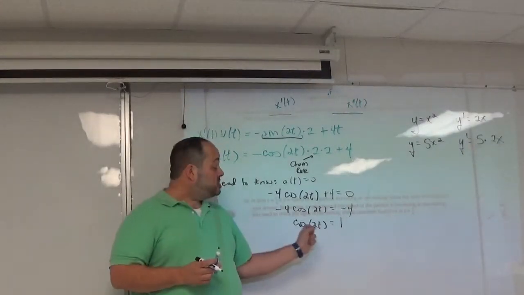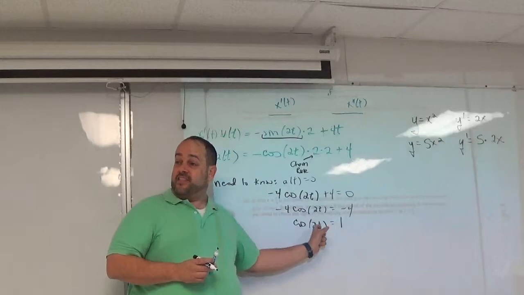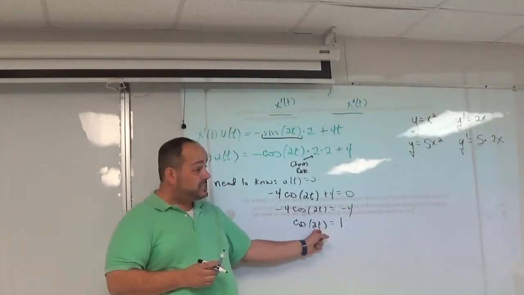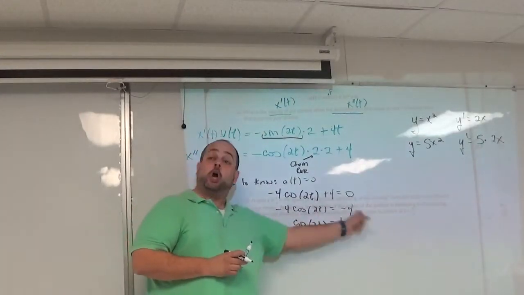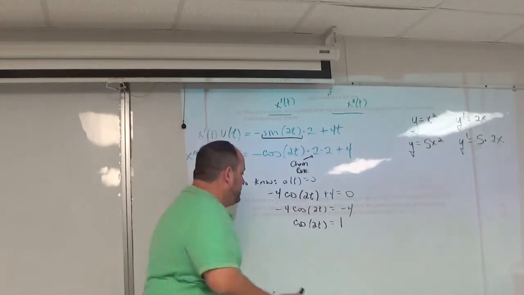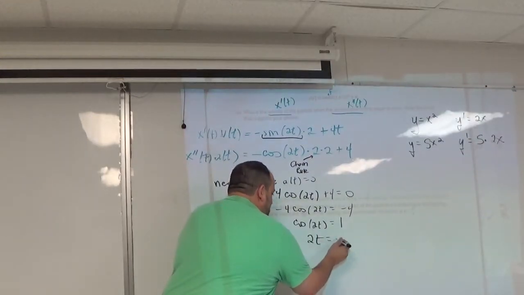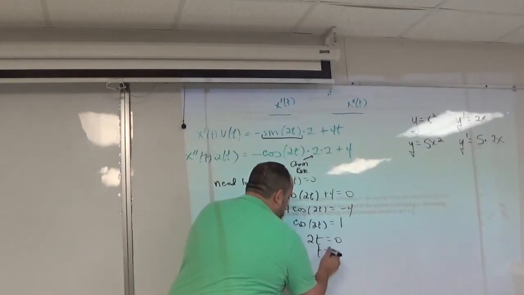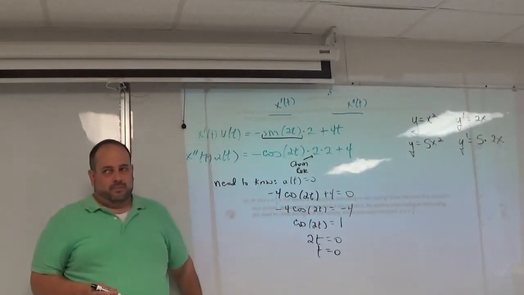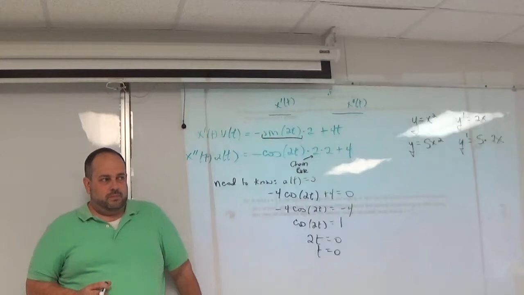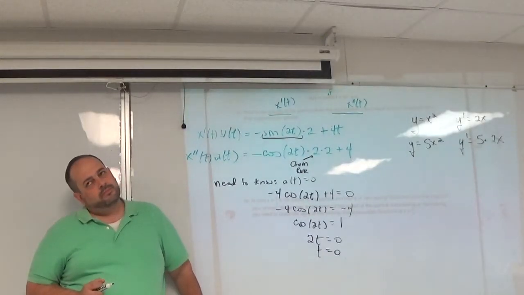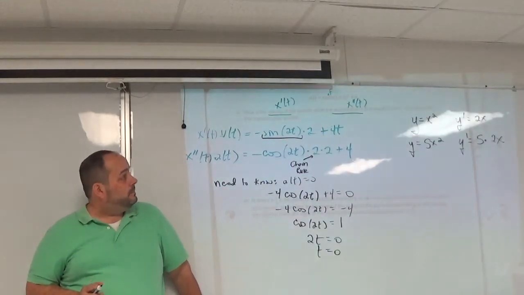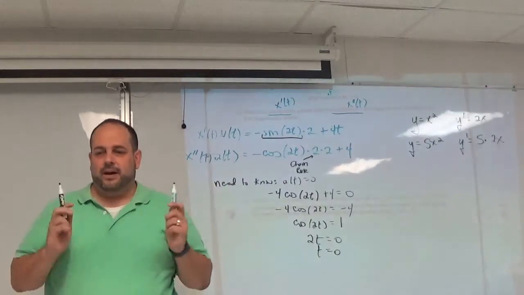If the angle is equal to 0, then the cosine is equal to 1. So you might say that 2t is equal to 0, which means that t is equal to 0. And bad news: you're not done. You get the wrong answer. Go back and read the problem.